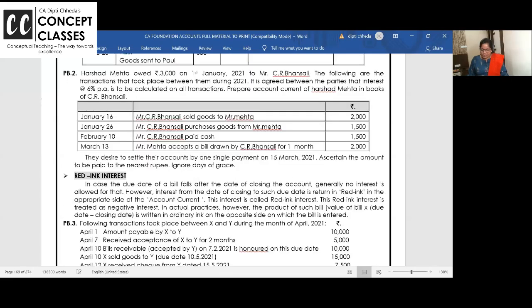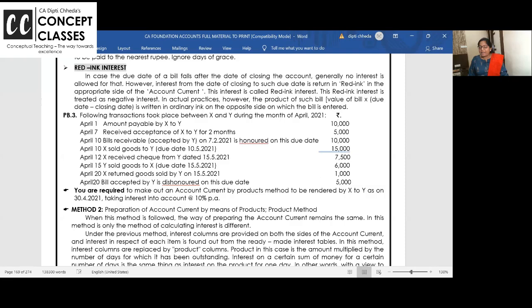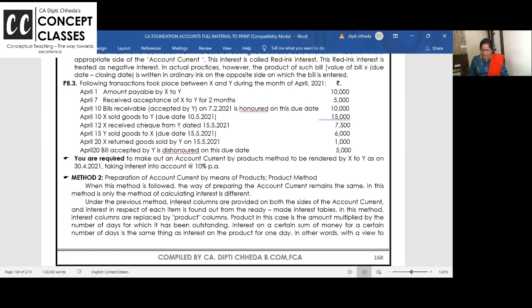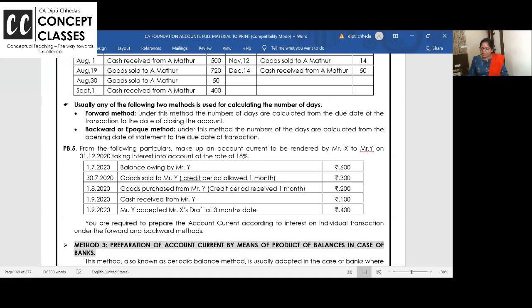So yesterday, do you all remember or not? The third problem I did for the red ink product and the fifth problem I have done with both methods. Forward method: number of days are calculated from the due date to the date of closing. Epoch method: the number of days are calculated from the opening date to the due date. Okay? So we have to do this last method.